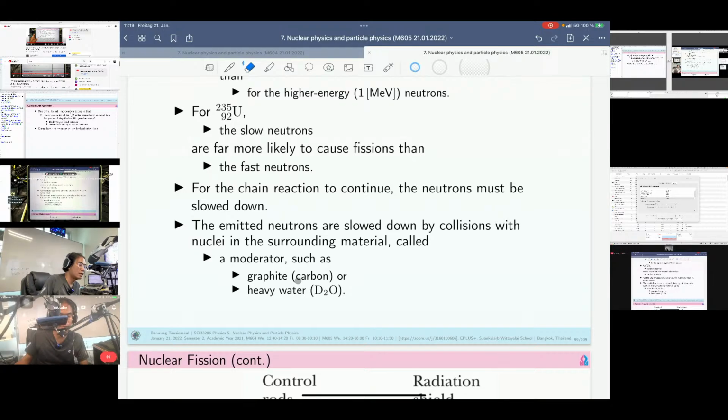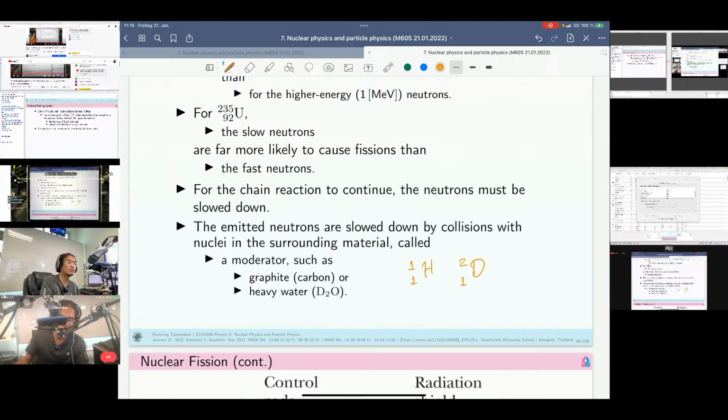If you want a liquid form, you can use heavy water. What is heavy water? Heavy water means you use the deuteron. Hydrogen is made of 1 proton, but deuterium is made of 1 proton and 1 neutron. So there are 2 nucleons inside this second isotope of hydrogen, which is denoted by the letter D. This is the deuteron. We combine deuteron with oxygen and we get D2O, which is known as heavy water.